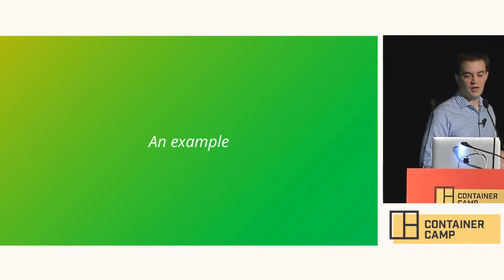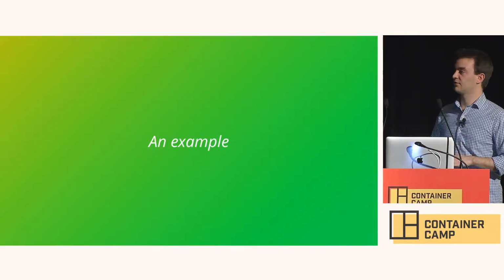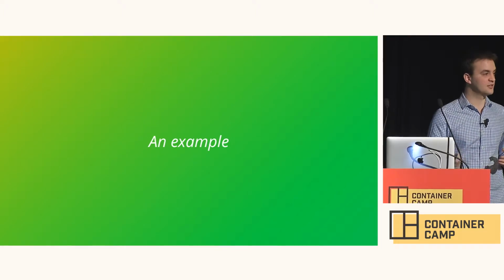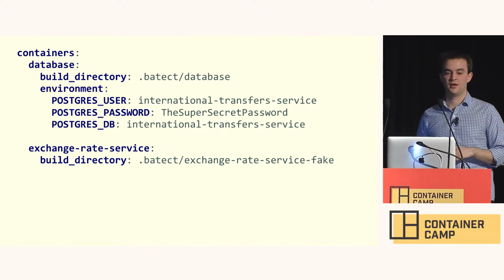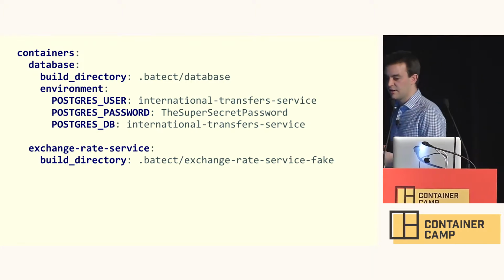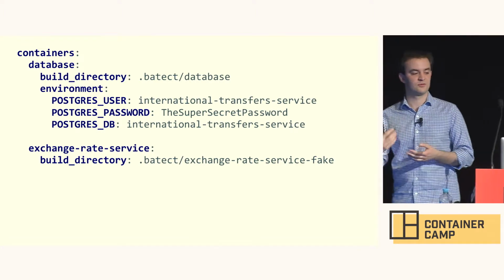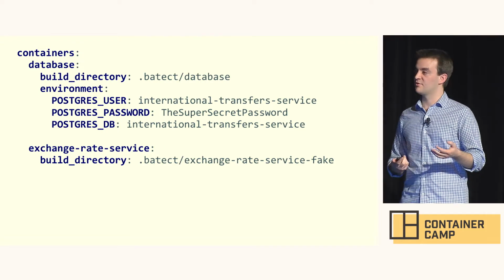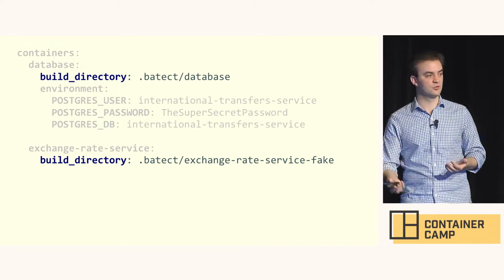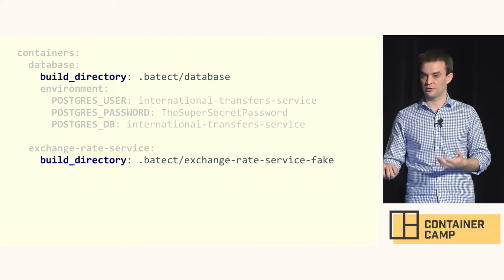So batect makes this really easy to set up, and so let's jump into an example. I'm going to focus on journey testing, but there's also an integration testing example on the sample project. I'll put the link up at the end. So again, we'll start with the containers. We have 2 containers. We've defined one for our database and our exchange rate service. You'll notice this time, instead of using an image, we've defined a build directory. That's a directory with a Dockerfile.